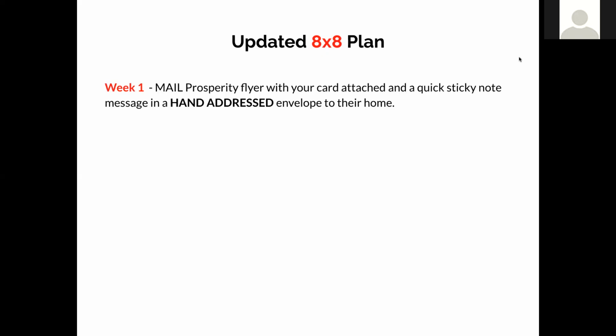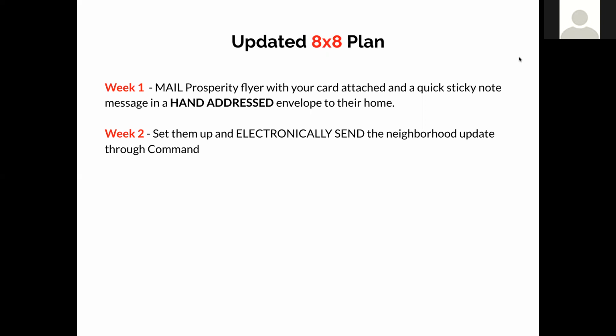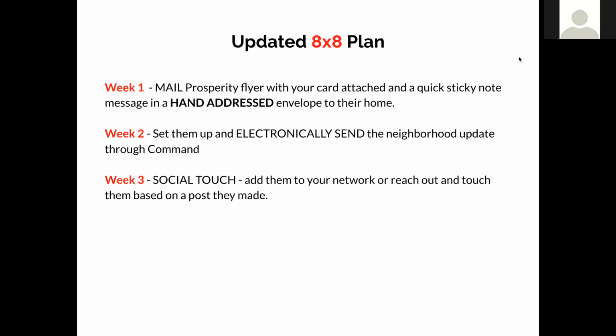So let's look at the first steps of the 8x8 program. In week 1, you're going to mail the Prosperity or KW flyer with your card attached, and a quick little sticky note, hey, how are you, in a message on it, and you're going to hand address that to your customer or client's home in an envelope, mail it out. That's week 1. Week 2, you're going to set up people to electronically send them the neighborhood update or neighborhood nurture through Command. Week 3 is a social touch.